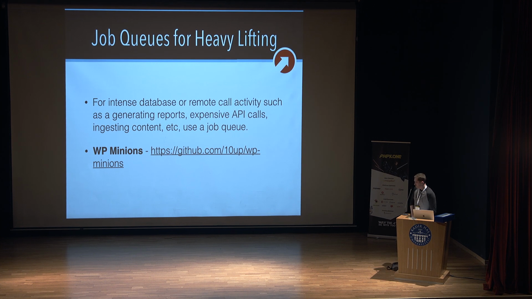We have a solution called WP Minions. I have a link to that at the bottom. WP Minions is basically a job queue wrapper. It works with RabbitMQ. It works with Redis. So this will let you create a queue that can work separately from your application to do sort of heavy work.